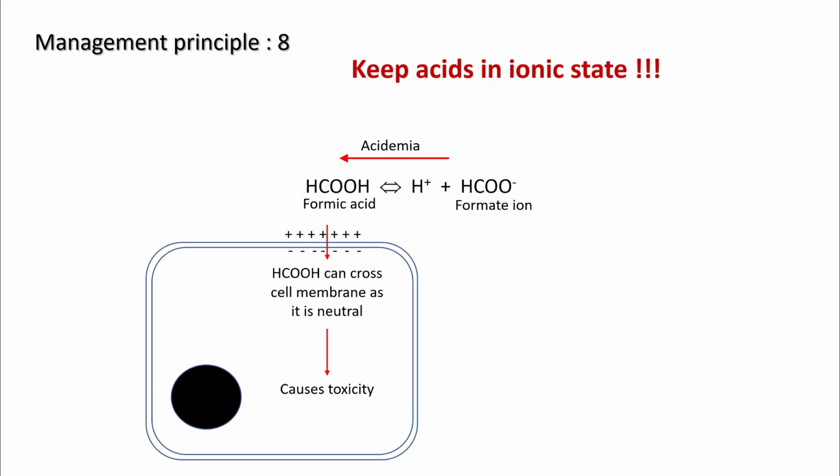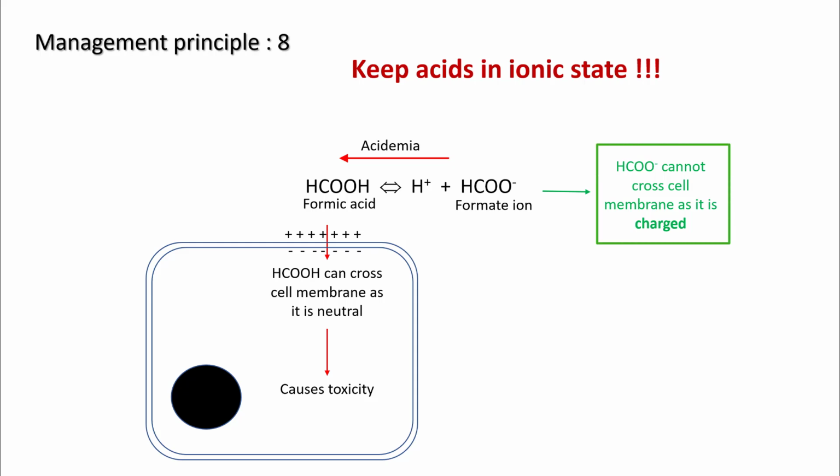Keep the acids in their ionic state. Acidemia pushes this reaction towards the left, forming more formic acid. As you can understand, neutral acid can cross the cell membrane, and it's the intracellular collection of these acids that causes toxicity. The ionic form of acids cannot cross the cell membrane.